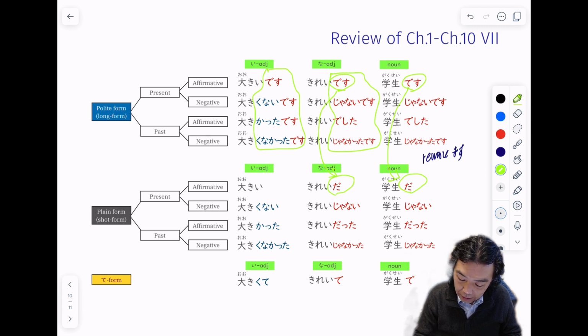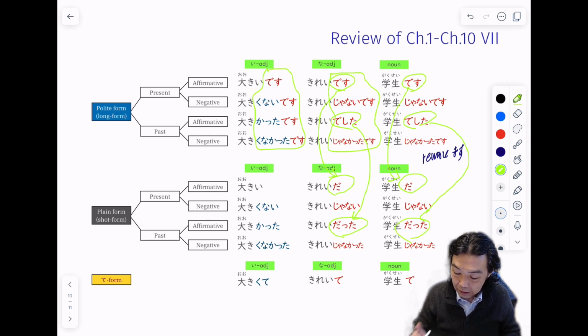And 綺麗でした is 綺麗だった. Okay. So this is a little different. You can't just remove this because that's how they behave. So you use だった instead of でした. Okay. And that's how you conjugate the nouns, the adjectives and nouns.